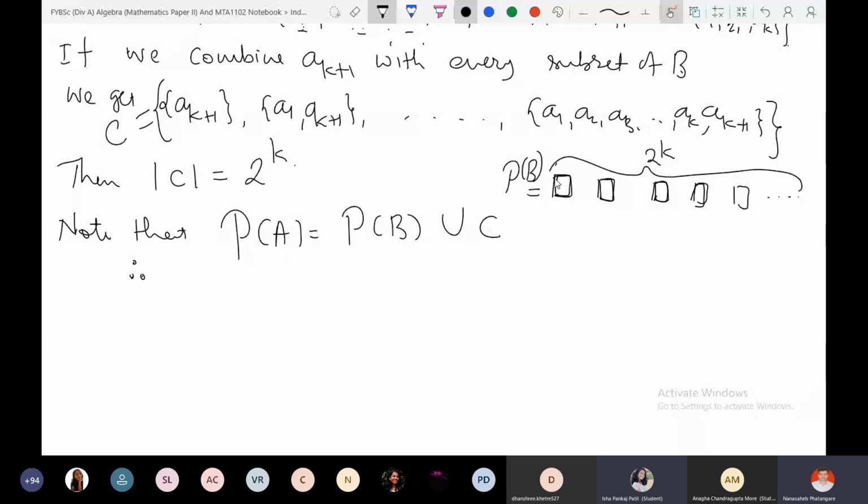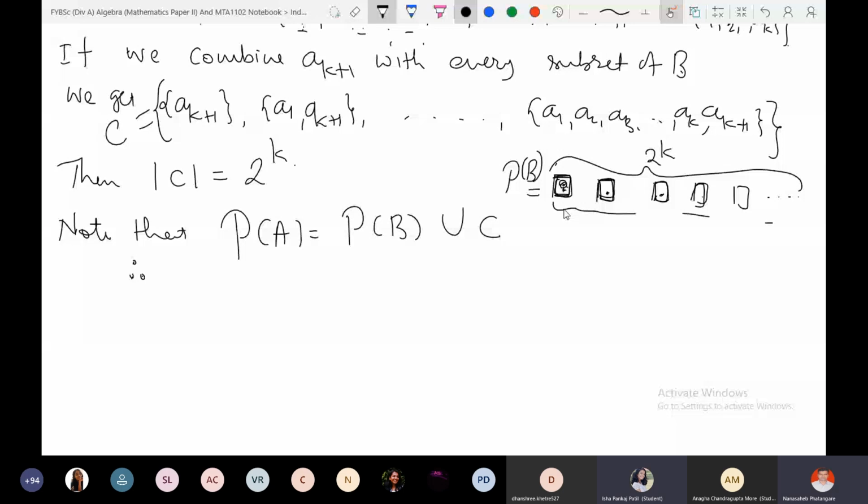Now suppose this is the first box. First box means first subset of B. This is the second box, second subset of B. Now in this box I am putting one more element, a k plus 1. Already it is a subset of B, but I am adding one more element to each. How many sets are these? Same. The number of sets is not going to change. The only thing is I am adding one element in each set, right? But the number of boxes is not going to change.